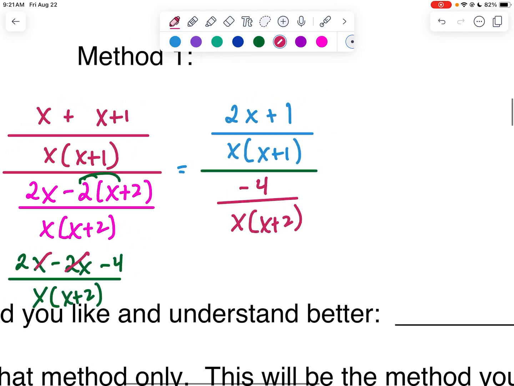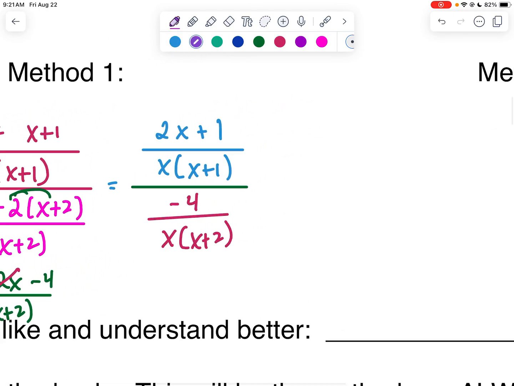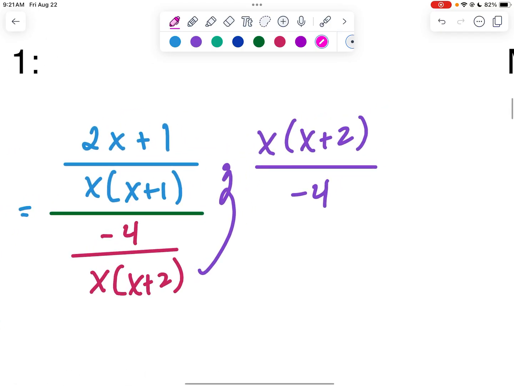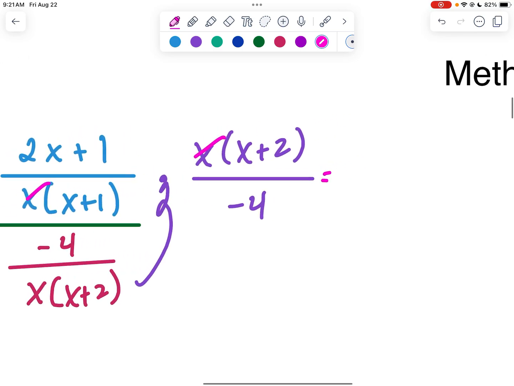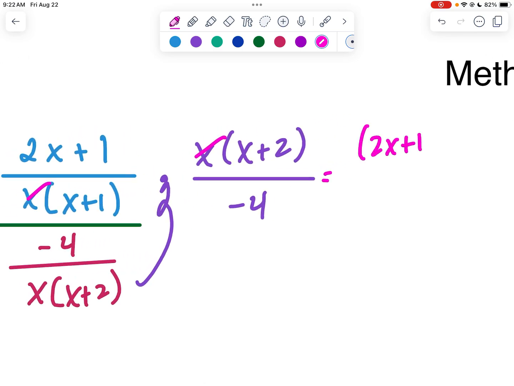And then I have a fraction divided by a fraction. I can multiply by the reciprocal. This becomes x plus 2 all over negative 4. And let me see some things cancel out. So the x's only cancel out. I'm left with the 2x plus 1, x plus 2, all over negative 4, x plus 1.